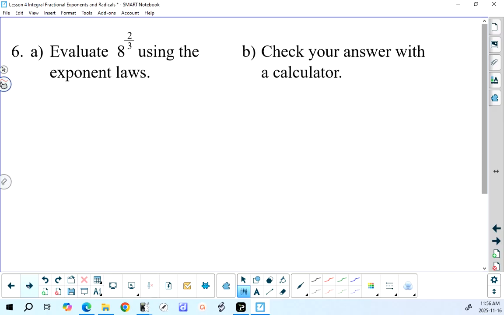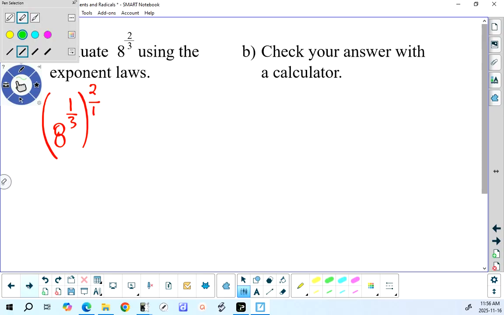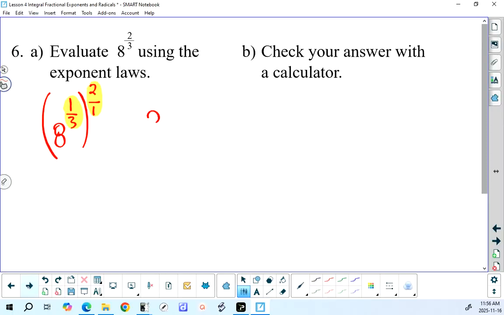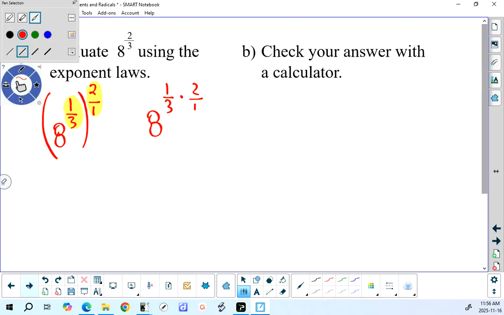Well, riding on the heels of what we just did with the previous warm-up, 8 to the 2/3 can be written as 8 to the 1/3, then in turn raised to the exponent of 2. Because a power of a power, which is what we're looking at, involves taking the inner exponent and the outer exponent and multiplying them. So what this is, 8 raised to the 1/3 times 2 over 1, which is 8 raised to the 2/3. We learned in a previous warm-up that an exponent of a third means cube root.